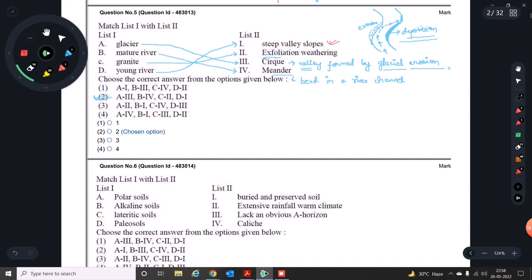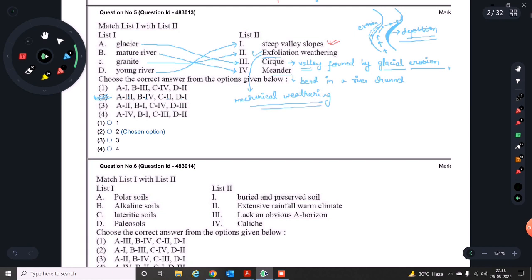Alright, so we discussed meanders, and then we discussed steep valley slopes. Then we have exfoliation weathering. Exfoliation weathering is a form of mechanical weathering only, right? Mechanical weathering. Sometimes there have been questions like exfoliation weathering is which kind of weathering. The options are mechanical weathering, chemical weathering, biological weathering. So basically exfoliation weathering is a form of mechanical weathering.